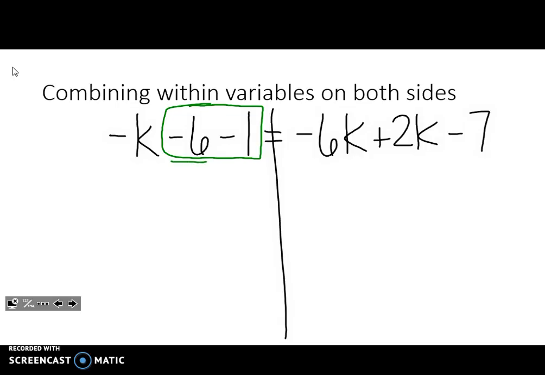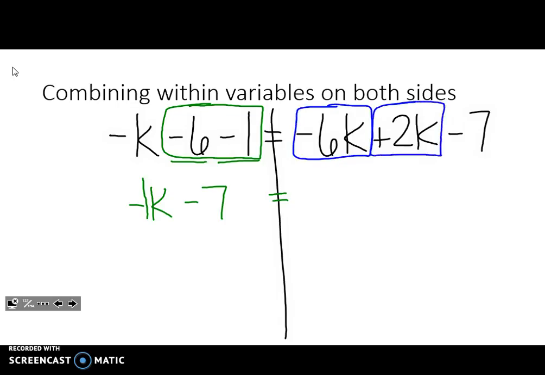So we have a negative 6 minus 1. We should get negative 7. I'm going to go ahead and put a 1 in front of the k. On the right side, we have a negative 6k and a positive 2k. So I need to combine those like terms. When you type that in, you're going to get negative 4k. And I'm going to bring down the minus 7.